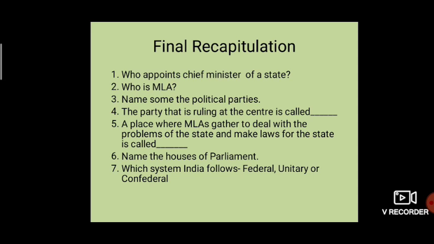A place where MLAs gather to deal with the problems of the state and make laws for the state is called what? If you remember, we studied one example, one debate on a health issue where 6 MLAs were present. So you have to tell the place where MLAs gather to deal with the problems of the state and make laws for the state is called what? Name the houses of parliament. Now last, which system does India follow? Federal, unitary or confederal system?